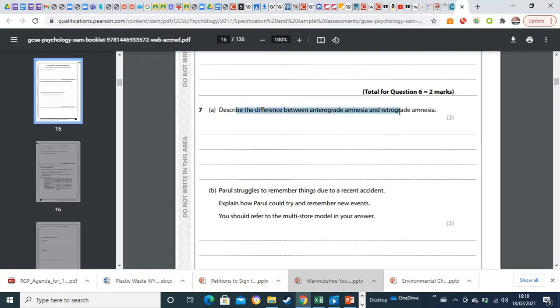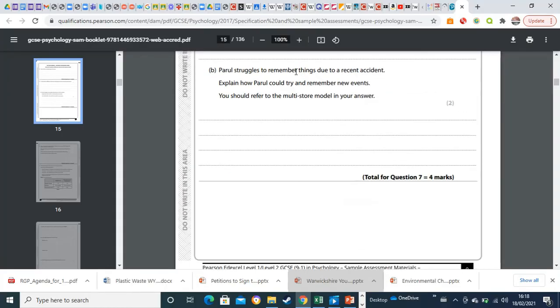Describe the difference between anterograde and retrograde. We've just done that. Anterograde is after the event, retrograde is before the event. Paul struggles to remember things due to a recent accident. Explain how Paul could try and remember new events. You should refer to the multi-store model in your answer.